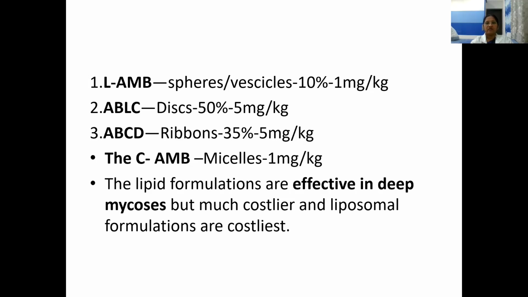The conventional amphotericin B is available as micelles and the dose of conventional amphotericin B is 1 milligram per kg body weight. The lipid formulations are effective in deep mycosis but much costlier, and liposomal formulations are the costliest. The costliest one is liposomal amphotericin B.